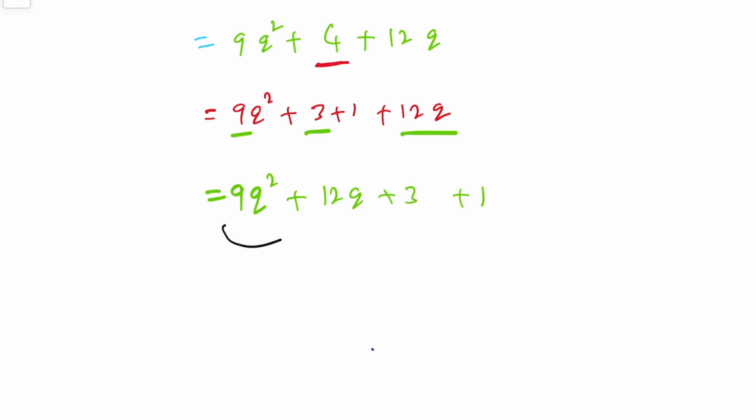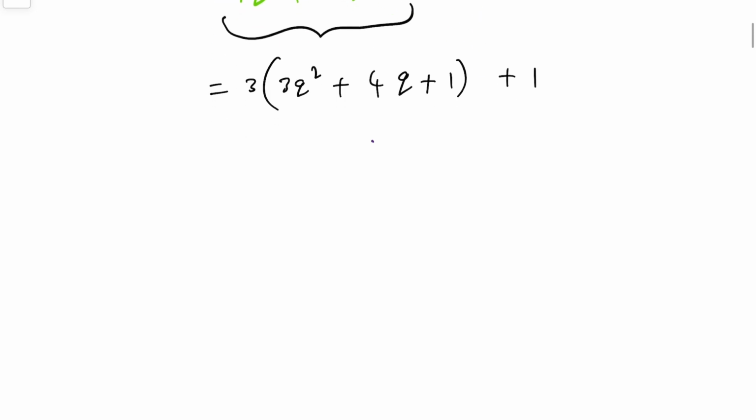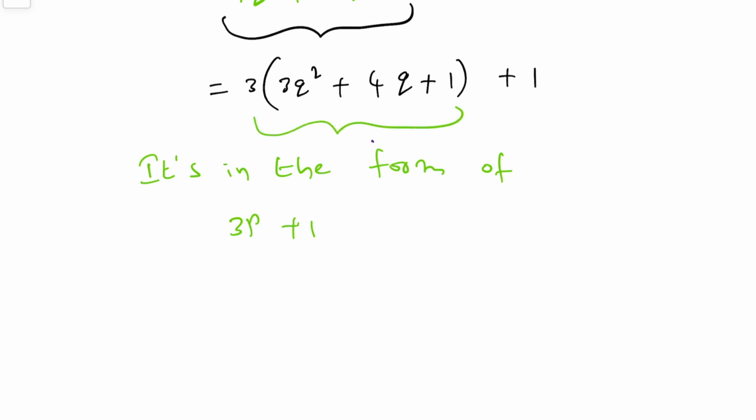Now from these three terms we are able to take out 3 common, right? So let us take out 3 common. So we remain with 3q square plus 4q plus 1. Again this plus 1 as it is. So now again it is in the form of 3p plus 1. This total bracket I am replacing with the variable p, where p is equals to 3q square plus 4q plus 1.